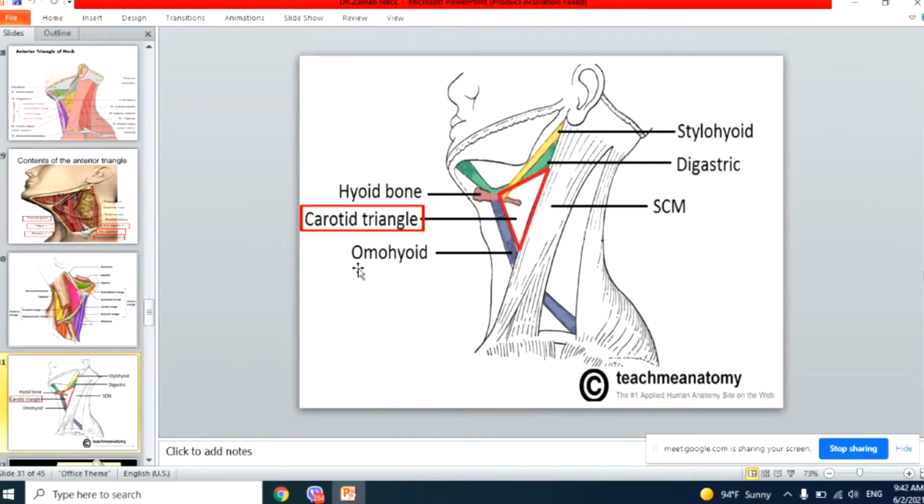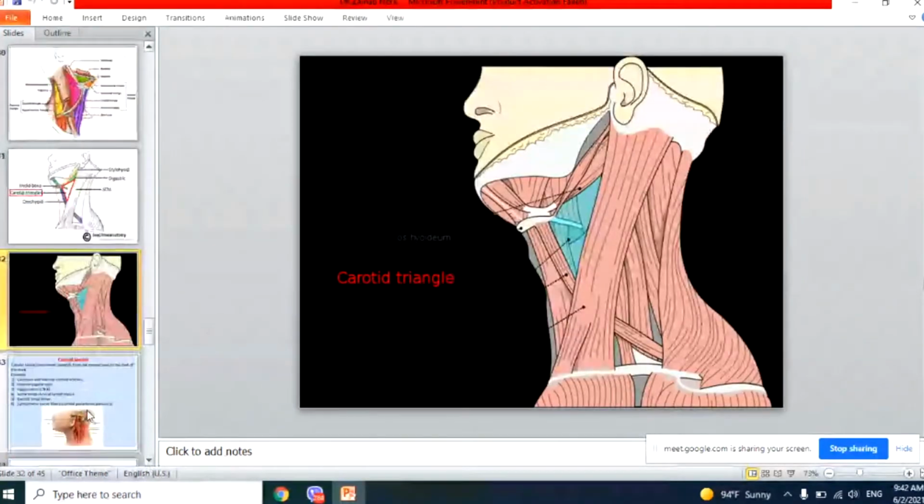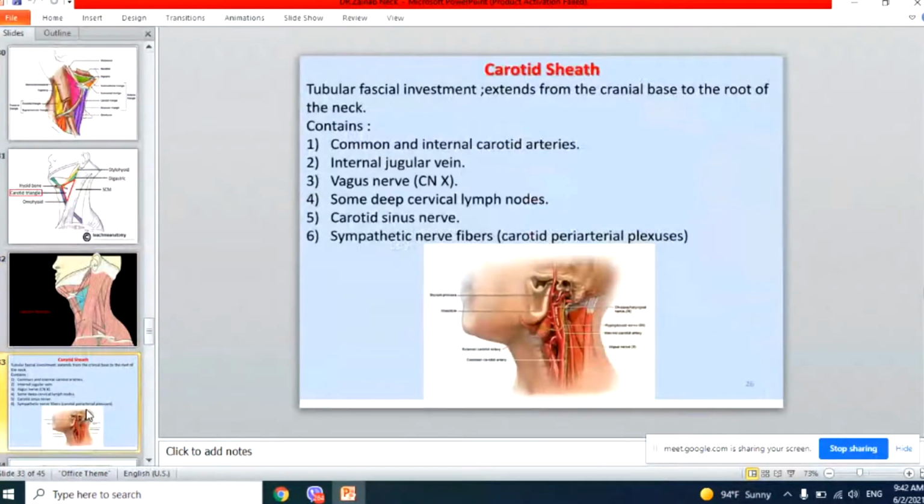Here, the carotid triangle. What is the boundary? It's bounded by the posterior belly of the digastric muscle, the superior omohyoid, and the sternocleidomastoid muscle. This one is the carotid triangle. What is the component of the carotid sheath? The carotid sheath is a component of the carotid triangle.